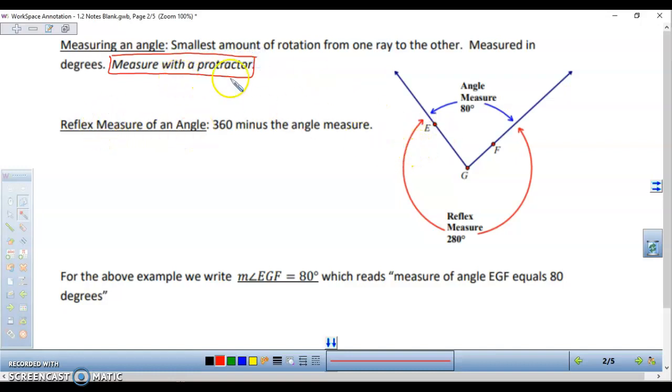And Ms. Butler makes fun of how I say this word, protractor. I say it weird.